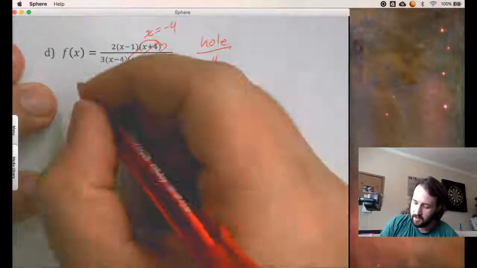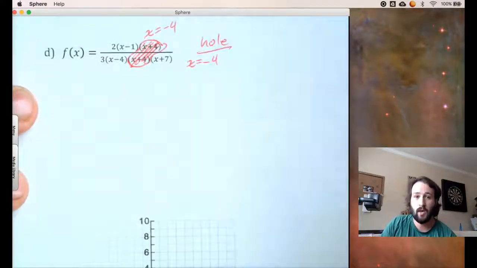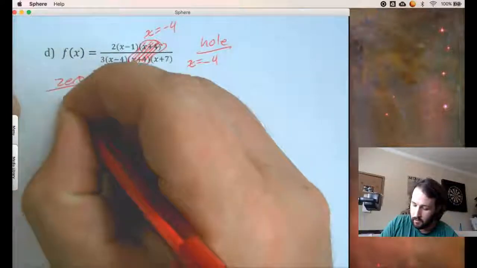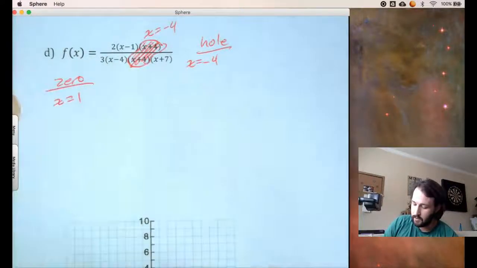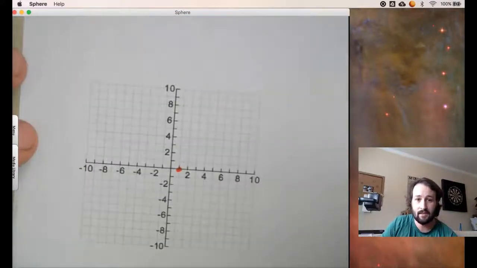So now for the zeros, I only have x minus 1 up there now because this factor has gone away. So I have x minus 1, which means I have a 0 when x equals 1. So at x equals 1, I have a 0. I'm hitting the x-axis down there.